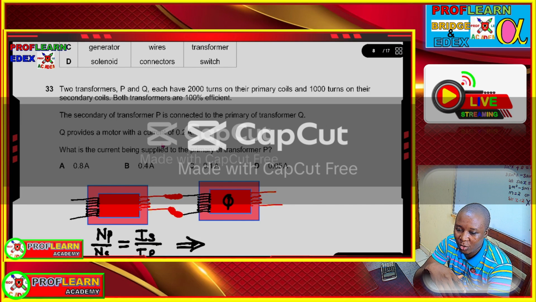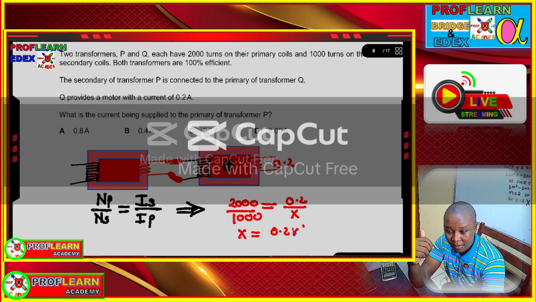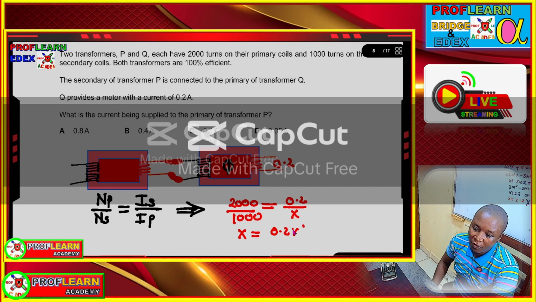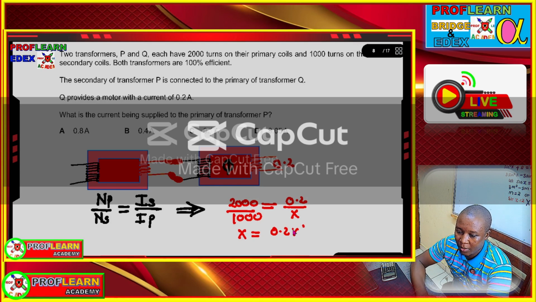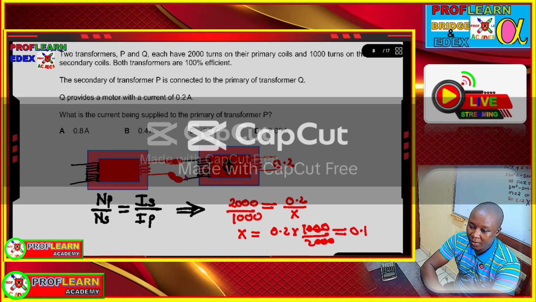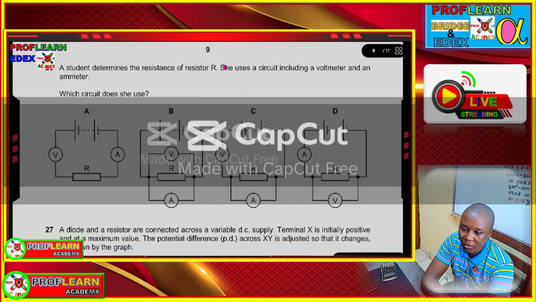And that is exactly what we're going to do. We are going to connect the two transformers that way, so that the output here is 0.2, and then we can say 2000 over 1000 is equal to the current in the secondary coil, 0.2, over this section. We are going to say we shall have 0.2 times 1000 over 2000. We shall see that the current will be 0.1. So here it is 0.1, this one is going to be a half of that, 0.05, and the correct answer there is that.